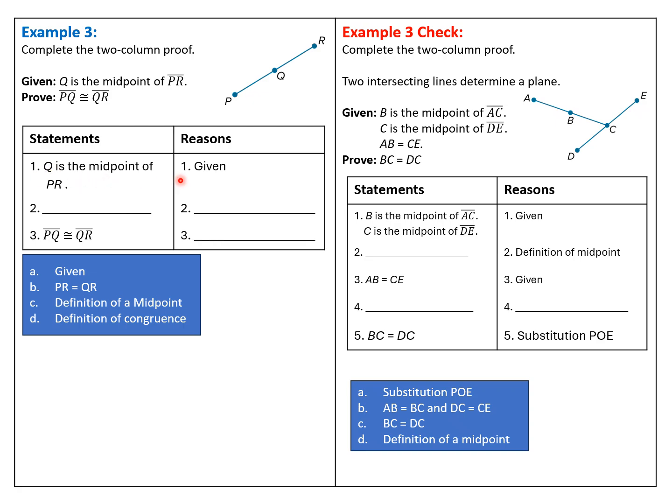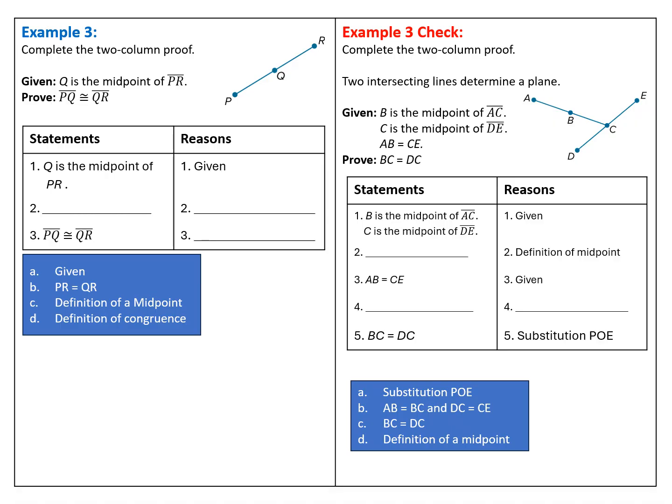90% of the time, your first statement is going to be the given. See, it says Q is the midpoint of PR. Q is the midpoint of PR. That is given. The reason is given. So what do we know if Q is the midpoint?